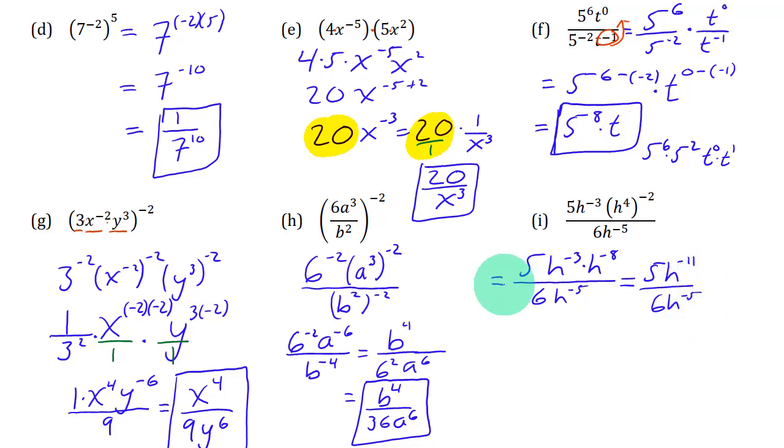And so there's a few ways you could approach this. You could just do negative 11 minus negative 5 and make it be in the top, or you could, let's see, move the h to the 5th to the top and the h to the 11 to the bottom. I'm going to do it that way. Like so.